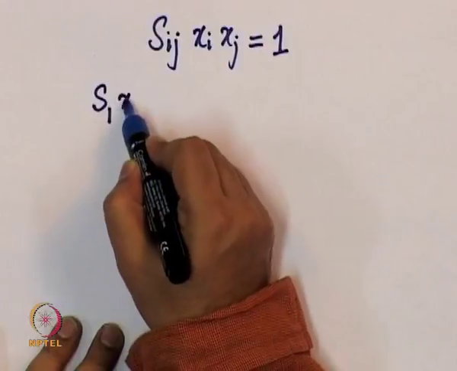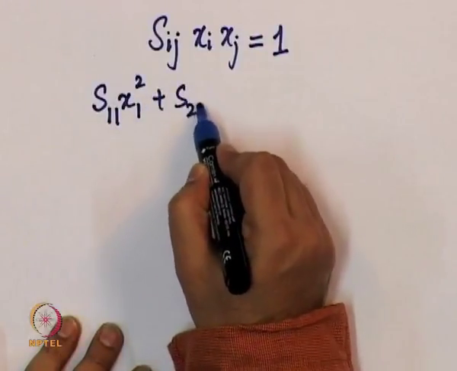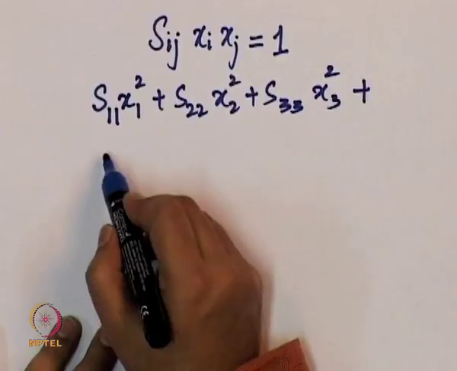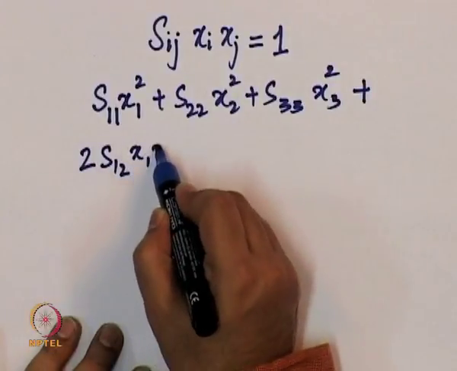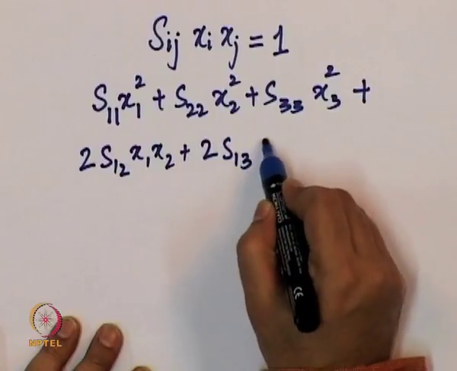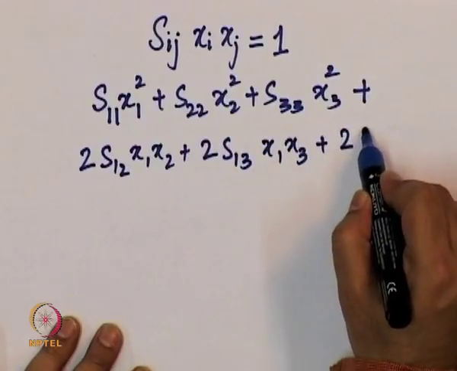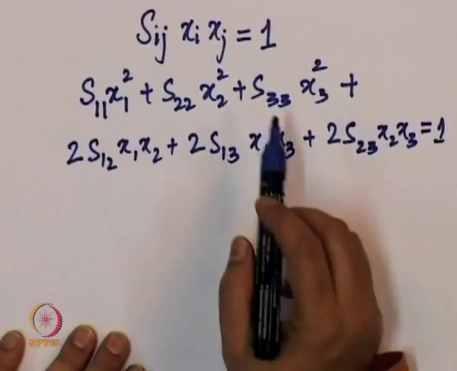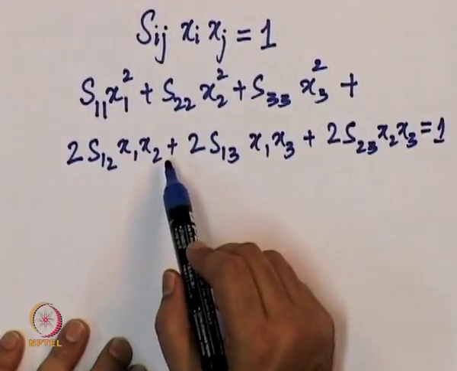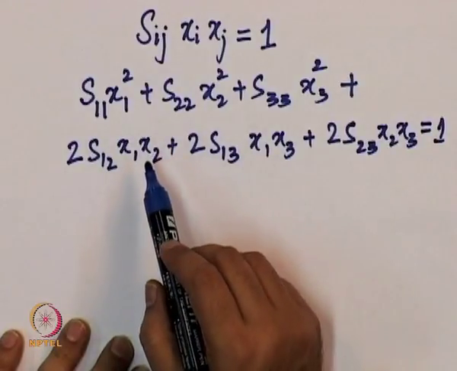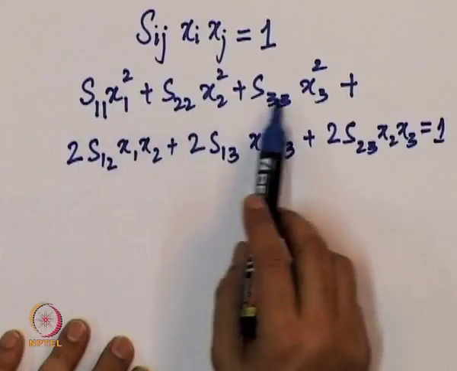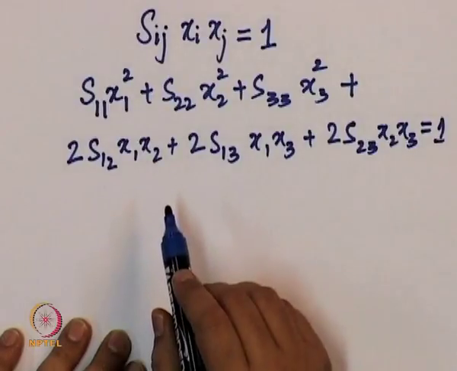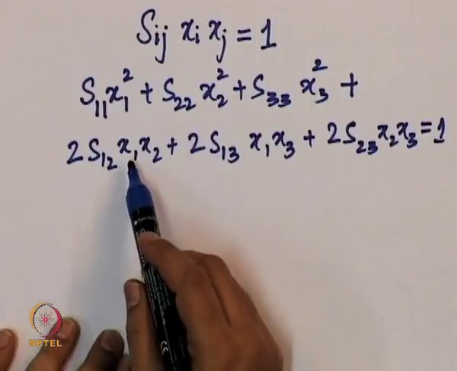It is nothing but S11 x1 squared plus S22 x2 squared plus S33 x3 squared plus 2S12 x1 x2 plus 2S13 x1 x3 plus 2S23 x2 x3 is equal to 1. So, this is the generic representation of a geometric object, which, if all these S11, S22, S33 etc. are real, is basically an ellipsoid. We have already seen this.